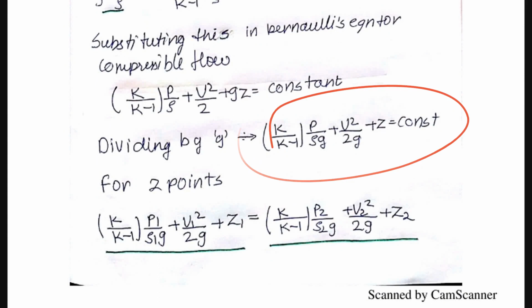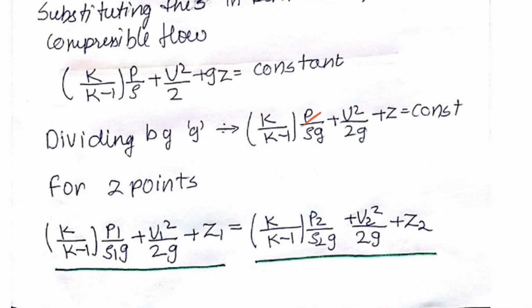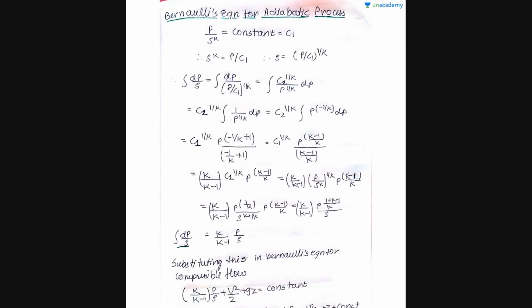adiabatic process. If we have two particular points, then we will replace the value of this p by p1, this v by v1 and this z by z1, and we will equate that to the second point, which is p2, v2 and z2. So this is a very important equation. Guys, I suggest that you go through this whole part slowly by pausing the video so that you can get a proper understanding.